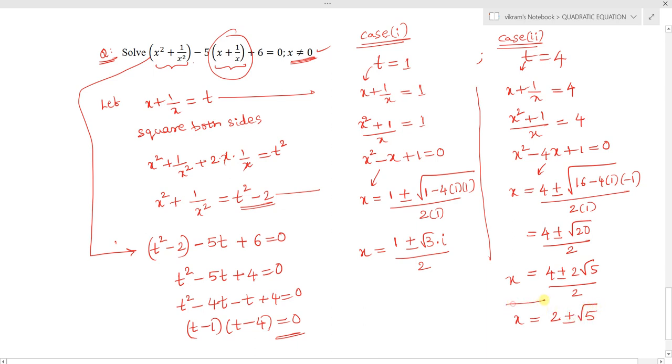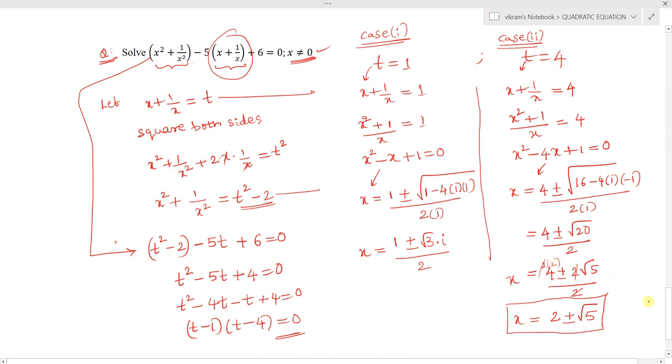Are you getting it? Just do the simplifications, a few more steps, and you will get the required result. Just take 2 common from this. If we take 2 common, the 2 and the 2 root 5 cancel out, and we will get 2 plus or minus root 5. We are getting the same.